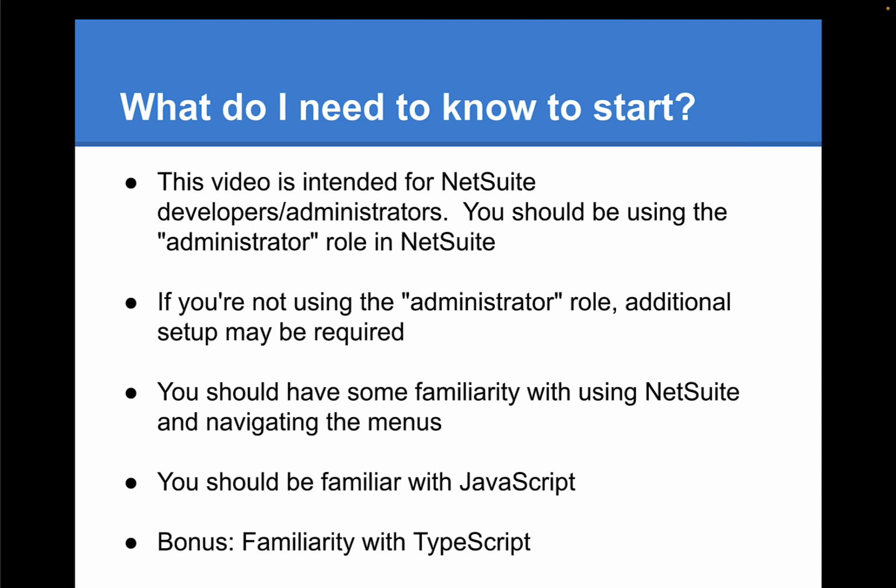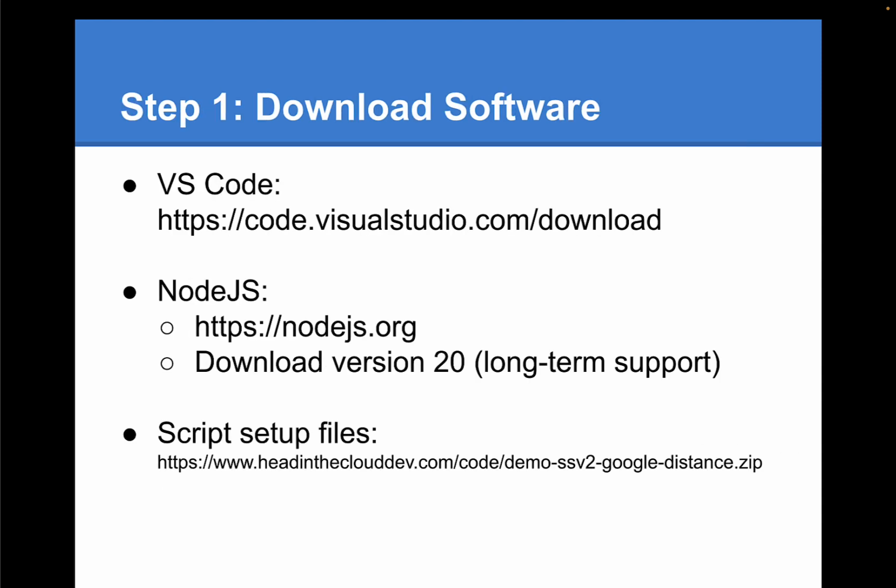So first up, let's download the software we need. The IDE we'll be using today is VS Code by Microsoft. Unlike WebStorm, it is totally free. You can download it at code.visualstudio.com/download. Second, you'll need to have Node.js installed. You can get it for free also at nodejs.org. I recommend downloading whatever the current long-term support version is. I believe it's version 20 currently.